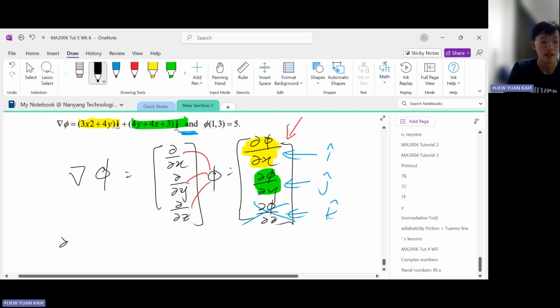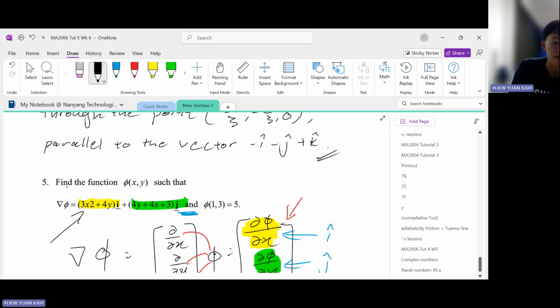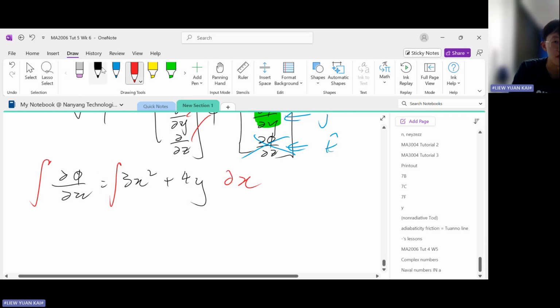So the i component states that partial phi partial x will be equal to this i component, 3x squared. So that's actually squared, there's a typo, plus 4y. Remember, we want to find phi. Our question says find phi, so we need to make phi the subject. Let us take the partial integration of both sides to get rid of the derivative. Partially integrate with respect to x. Integration cancels with differentiation, leaving behind phi. And then here we need to partially integrate with respect to x, meaning y is a constant.